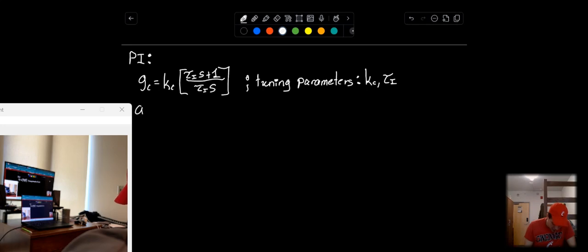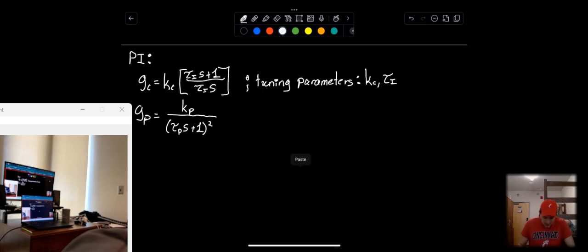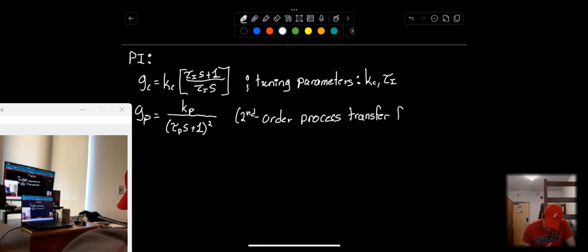Now, we also know that it's a second order process, which means that our process gain is going to be, what? Well, it's going to be Kp over tau p s plus 1 squared. And that is a second order process transfer function here.